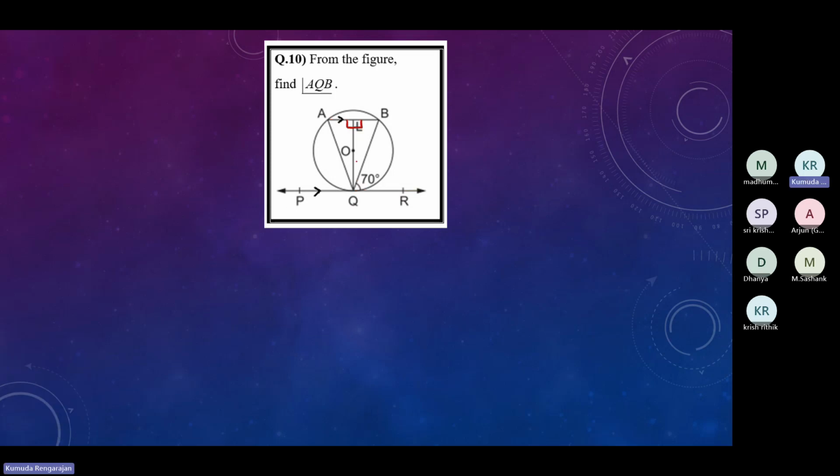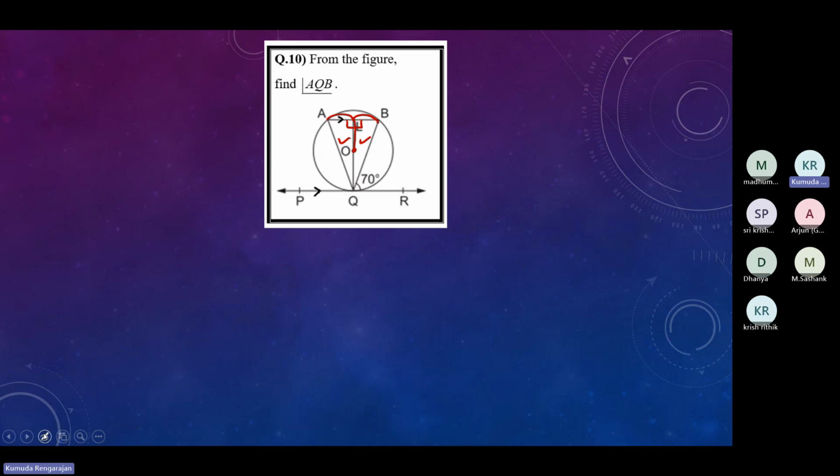90, 90. So in these two triangles, and again, this is a perpendicular from the center to the chord. So it bisects the chord. So this one is equal to this one. Yeah, so now it becomes easy, right?